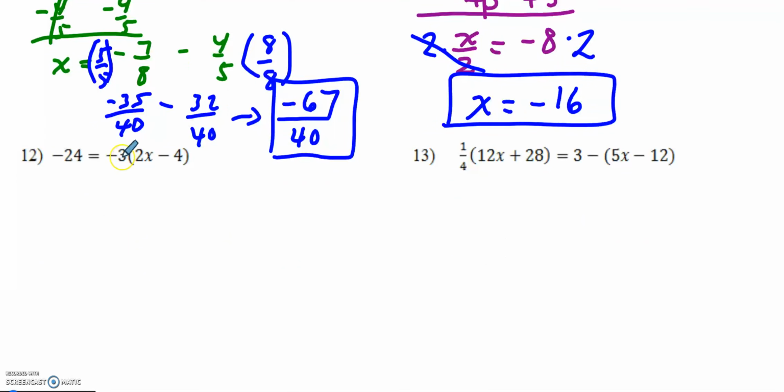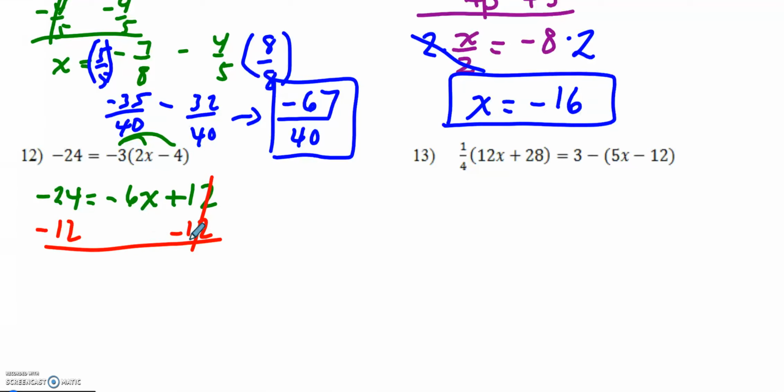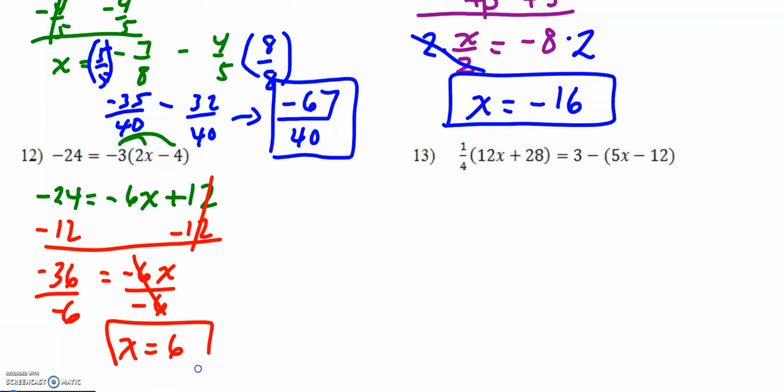Number 12 looks like I'm going to do the distributive property first. So I get -24 equals -3 times 2, -6x, negative times negative, +12. If my goal is to get x alone, let's move this non-attached 12 to the other side. So I'd have -6x equals, if I combine -24 and -12, that would be a -36. So now if I divide both sides by -6 to get the x alone, my final answer would be +6.